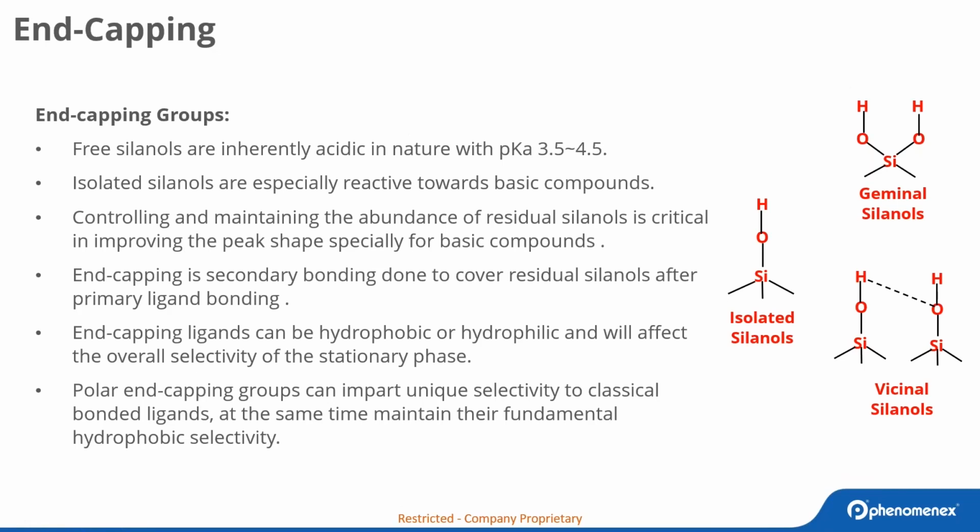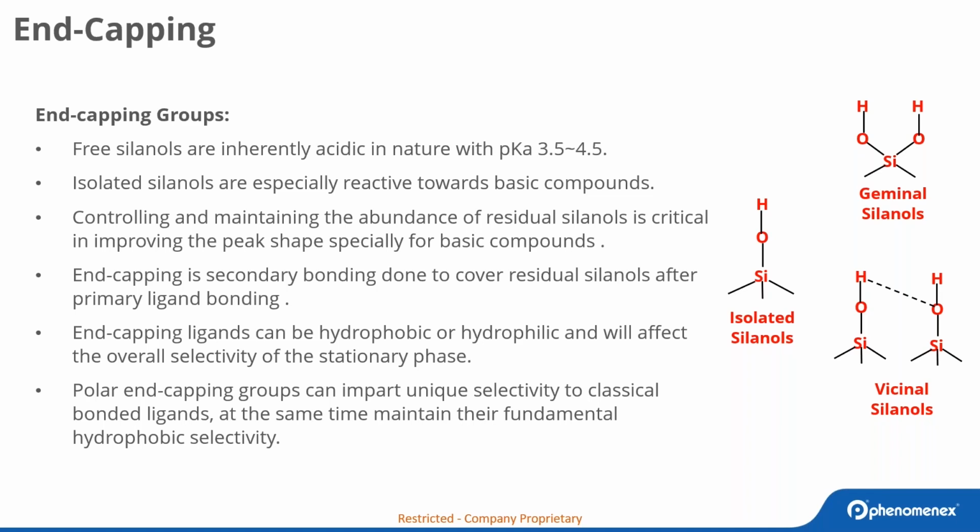Finally, looking at end-capping, right? So end-capping, what does this mean? So free silanols are inherently acidic in nature. These have a pKa of 3.5 to 4.5. And again, free silanols are any of the silanols that are left over after the primary ligand, so after the C18 or whatever phase is being used. So they're left over, unbonded after that, right? So these isolated silanols are especially reactive towards basic compounds and can cause a lot of tailing.